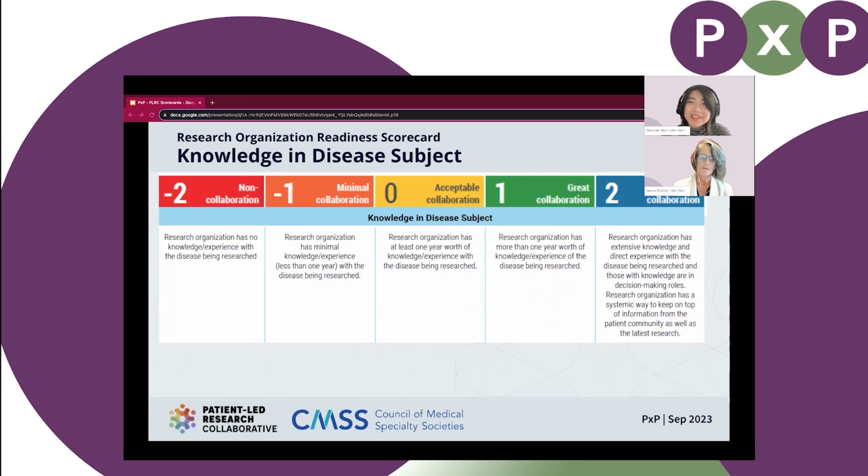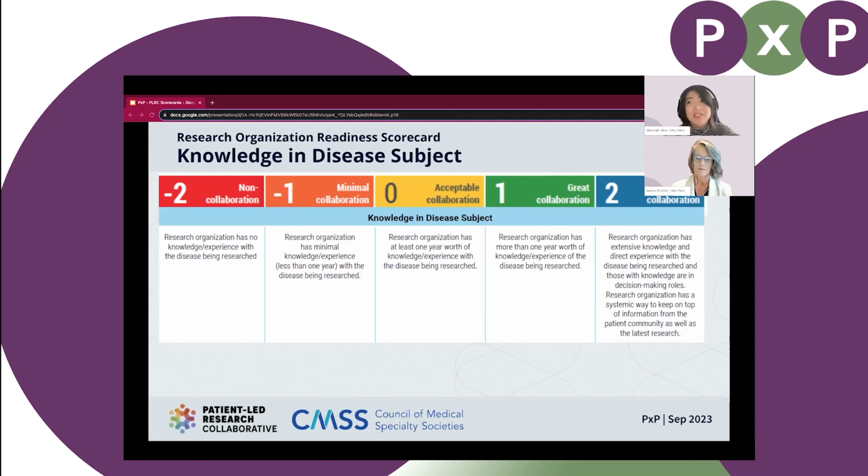Knowledge and disease subject. This is quite an obvious one, although we highlight this in particular because long COVID is such a, I wouldn't say new, but such a novel area of research that there's quite a lot of academics and teams coming in from other domains. And so, when we go out and seek these collaborations, we look for folks who have direct experience with long COVID patients. That's really important to us. And these people are in the decision-making roles.